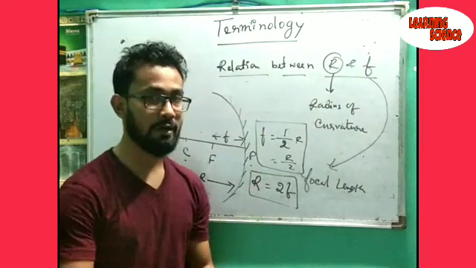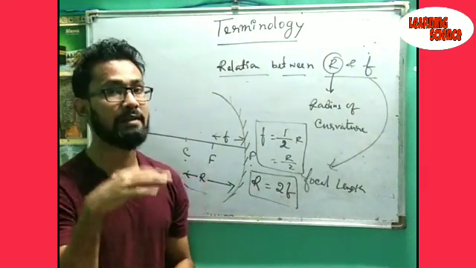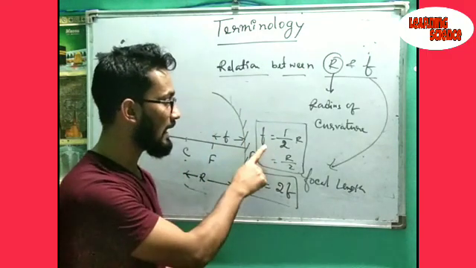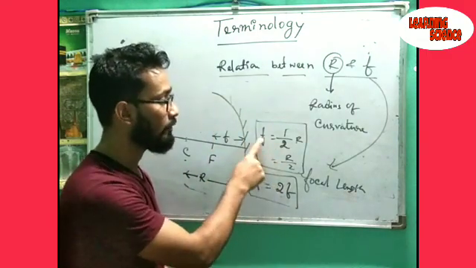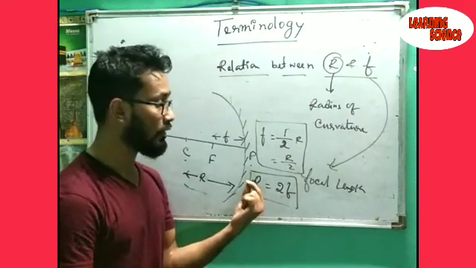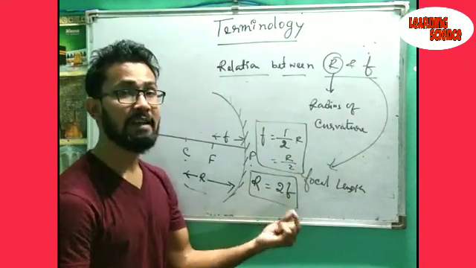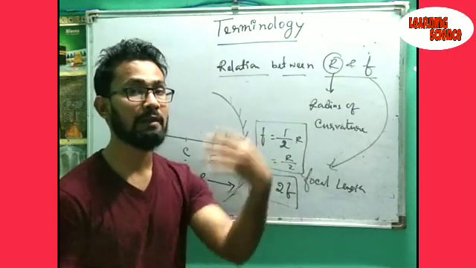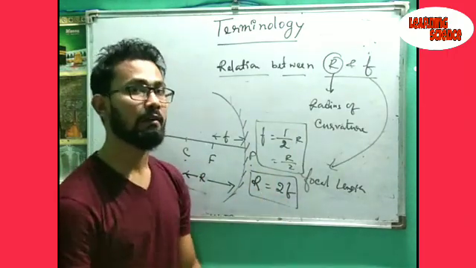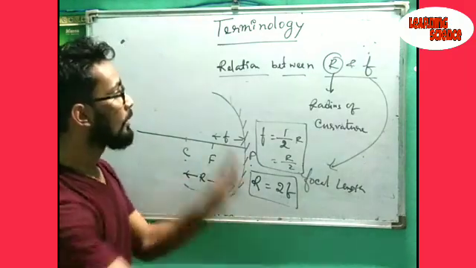Say in case of a concave mirror, if the radius of curvature is 30 cm, what will be the focal length? R is 30. So what is F? F equals R by 2, 30 by 2, that means 15 cm. Say in case of a convex mirror, the focal length is 10 cm. What will be the radius of curvature? If the focal length is 10 cm, then 20 cm is our radius of curvature. Clear? Hope all of this is clear.